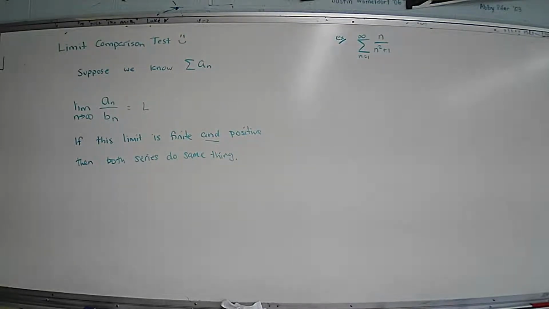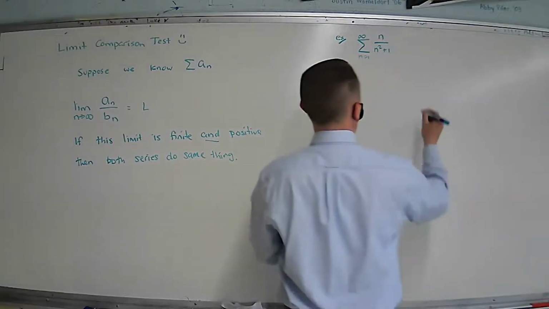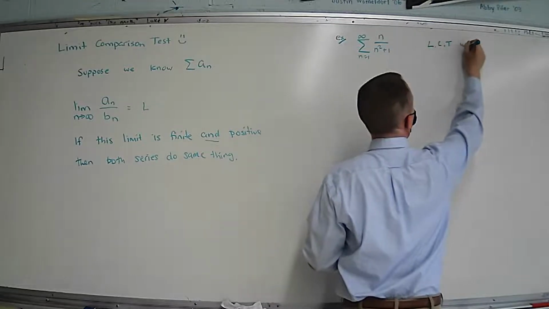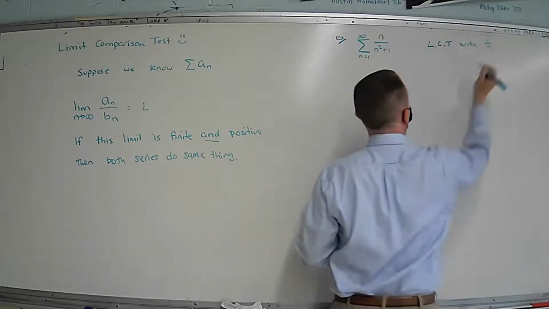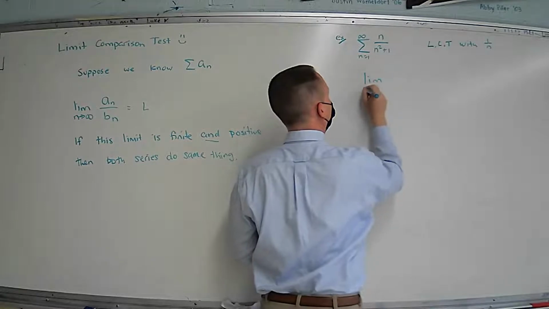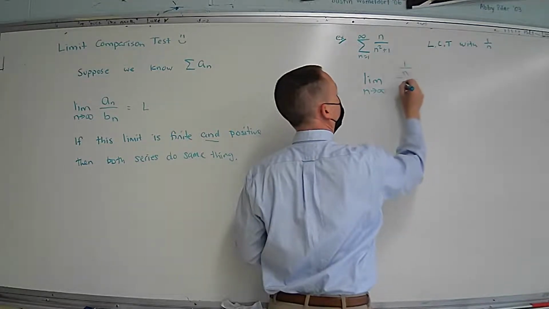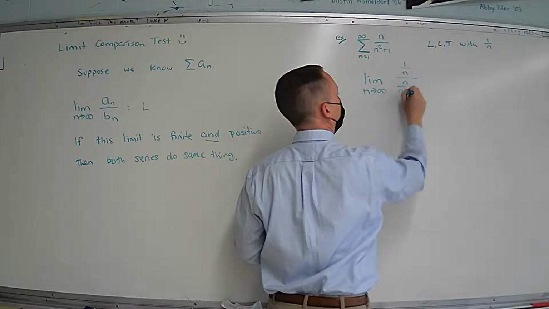So what does 1 over n do? Diverges. So now we're going to do the limit comparison test. So we'll do LCT with 1 over n. We're going to do the limit as n goes to infinity of 1 over n over n squared plus 1.